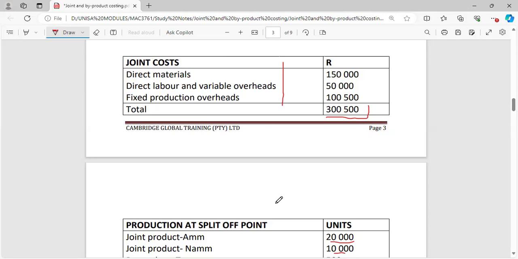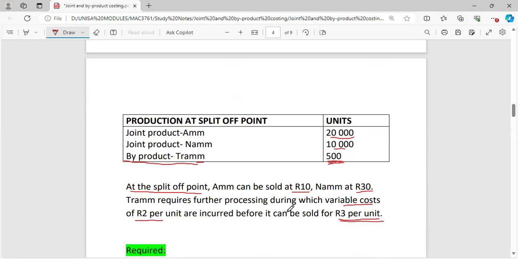I think we need to calculate the net realizable value for TRAM there. So we've got, I think, how many units there? 500. Yes. Then we multiply by the amount sold, 3 rands a unit. And then after that, what are we going to do when we have the net realizable value of TRAM? Yeah, we also need to subtract it from the total joint cost.